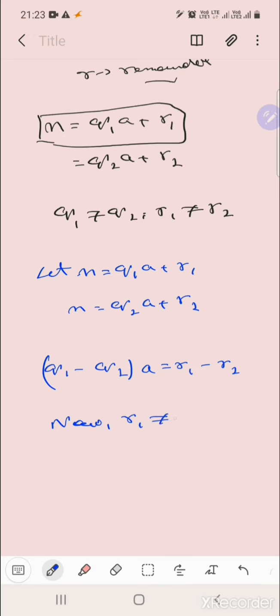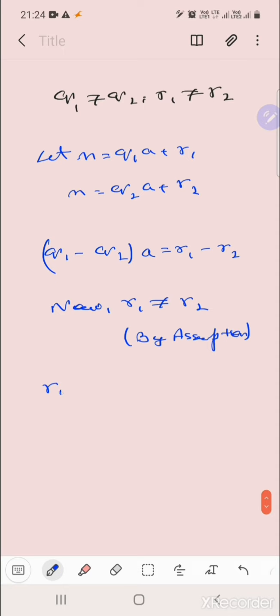Now, r1 is not equal to r2 by assumption. Because if r1 was equal to r2, then it is actually the statement itself, that the remainders will not be unique. So here we are assuming that they are not unique, they are different, so r1 is not equal to r2.